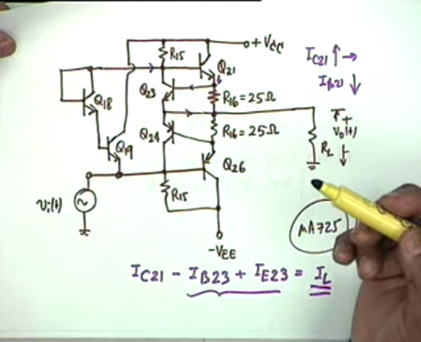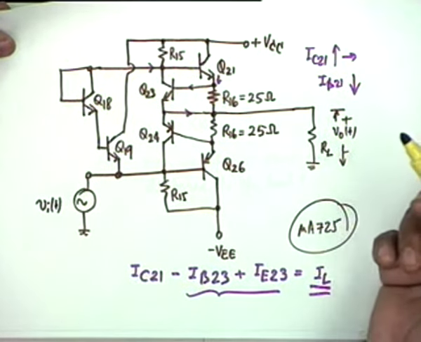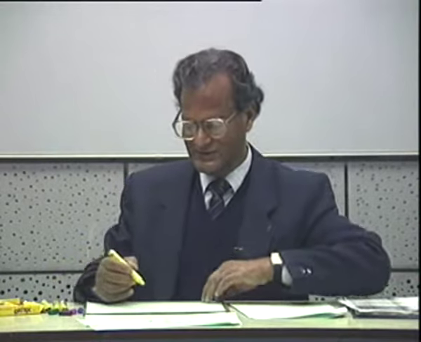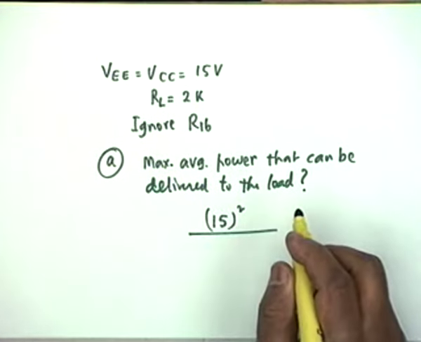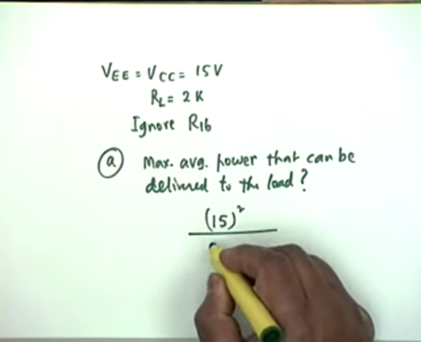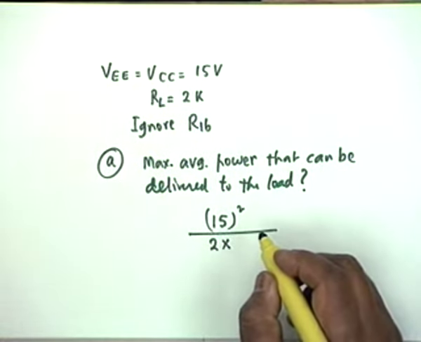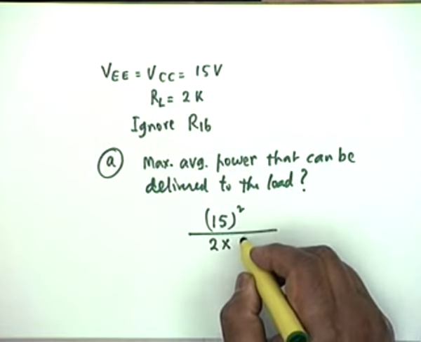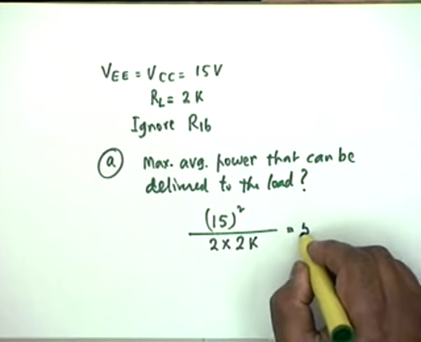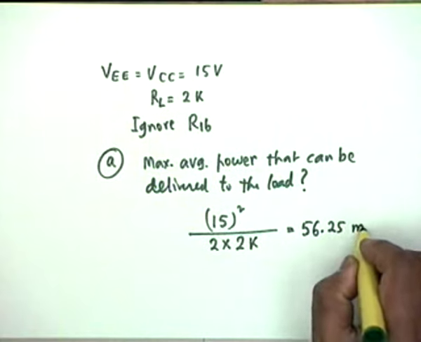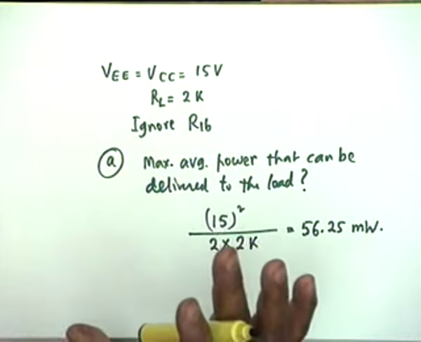R16 is VCC minus VC sat. Okay, and therefore the answer to this question is very simple. If VC sat is ignored, compared to 15, 0.2 can be ignored, it will simply become 15 squared, Vm squared, divided by 2 RL. That is 2 times. Why 2? Because it is the root mean squared value. Vm divided by root 2 is the root mean squared value. 2 times, and RL is 2K. And this comes out as 56.25 milliwatt. This is the answer, simple answer.